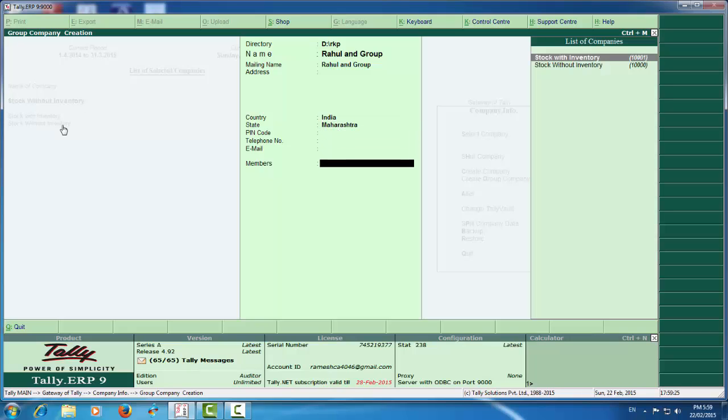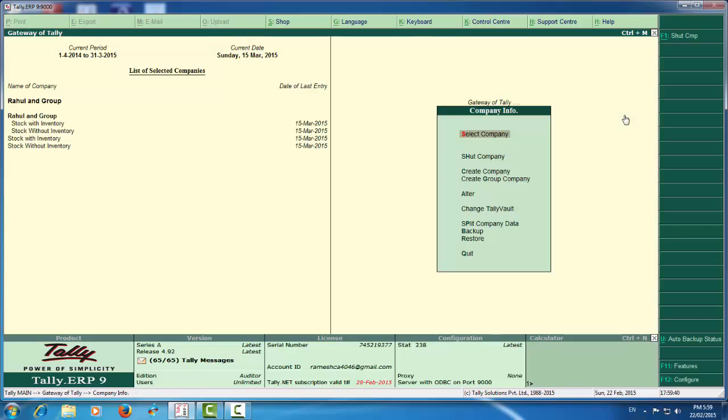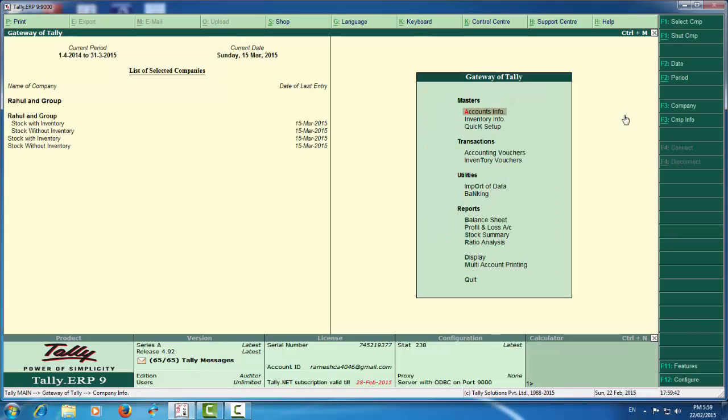Which two, three or four companies you want to merge, select from here. You can select 2, 3, 4, whatever companies you want to merge in one group company. We are selecting both the companies and accepted. Now on the left hand side you can see there are four companies, but we want to open the group company, that is Rahul and Group.